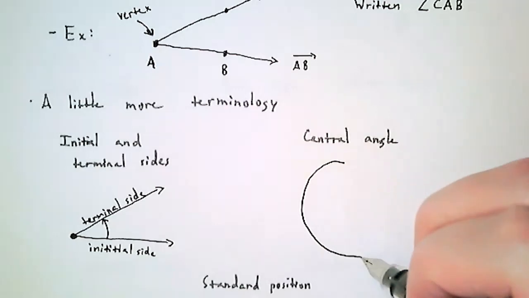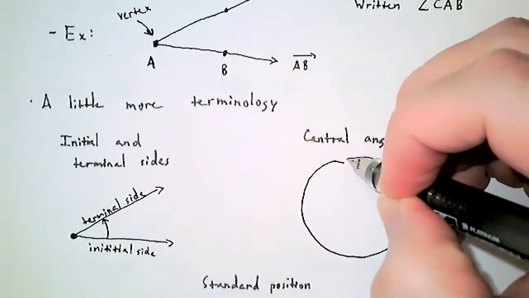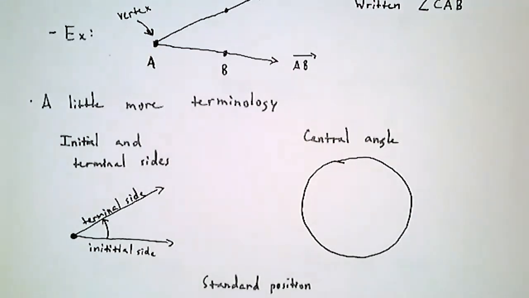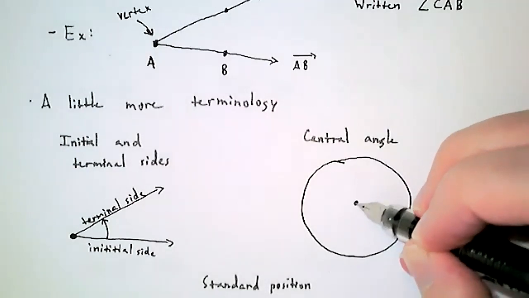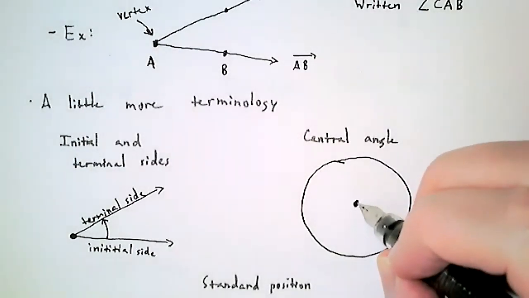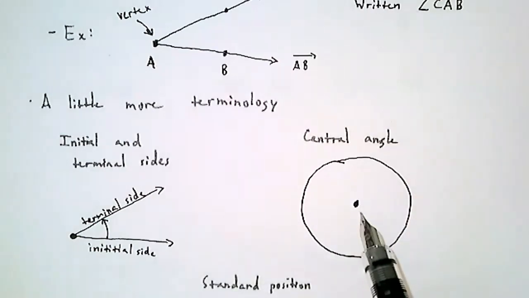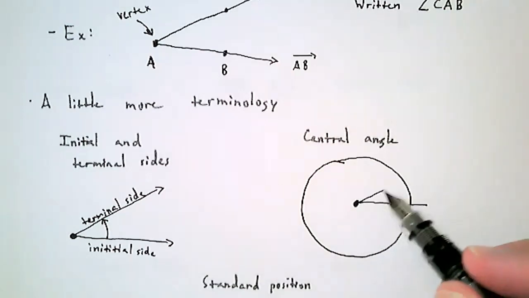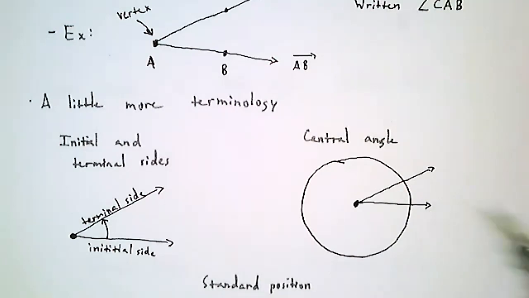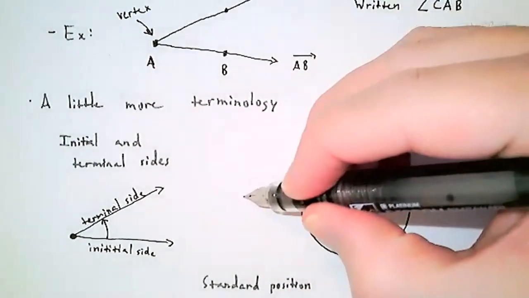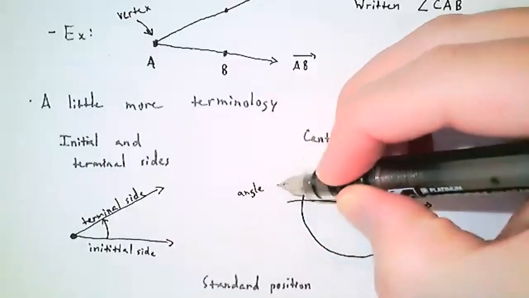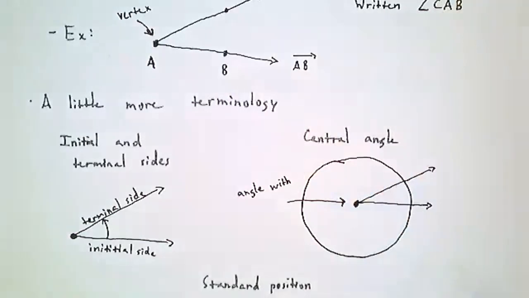And angles also play an important role when we talk about circles. So just imagine I drew a perfect circle here. A central angle is an angle that has its endpoint or its vertex at the center of the circle. So we can just draw an angle here. Maybe make a note that this is the center. And that's where the vertex of my angle is.